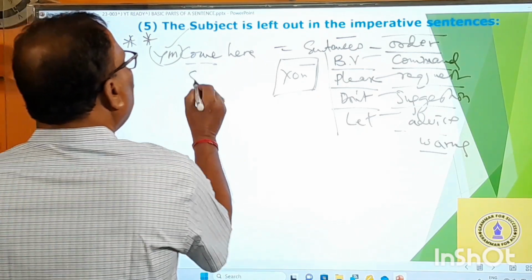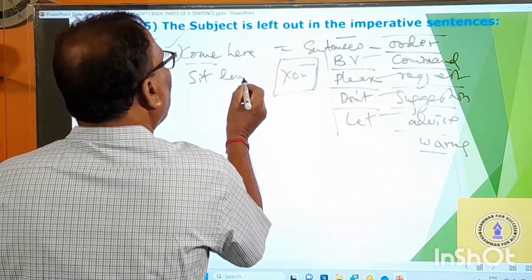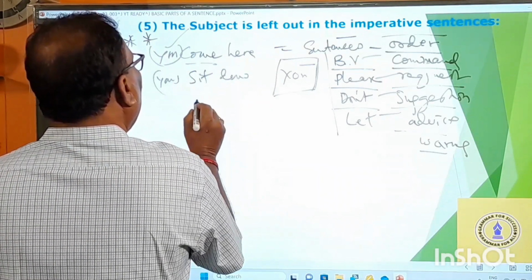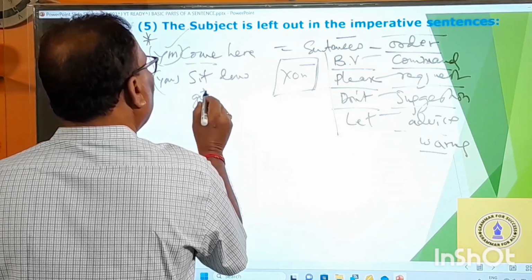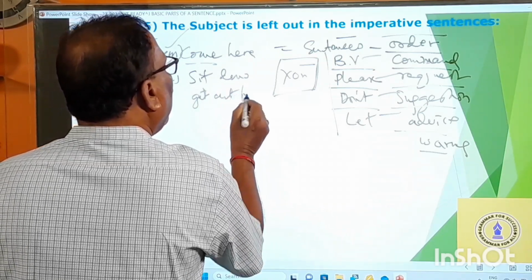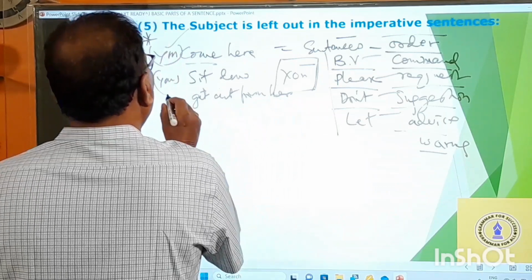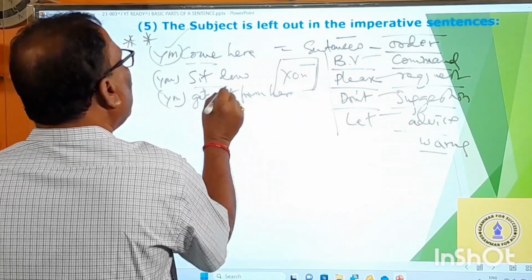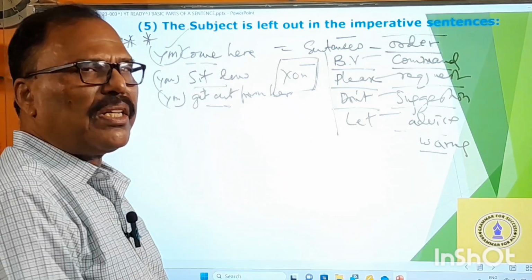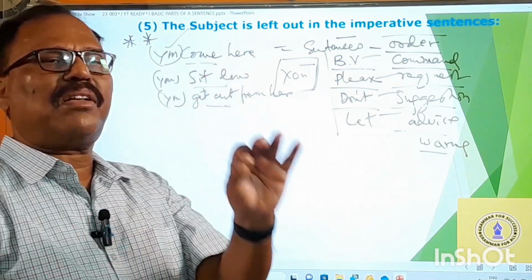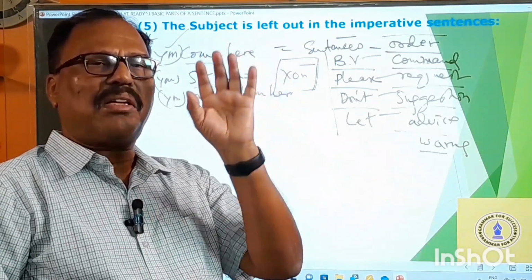Come here. Sit down. You sit down. And get out. Get out from here. You get out from here. So in all these sentences, you, the second person, is generally omitted or implied.